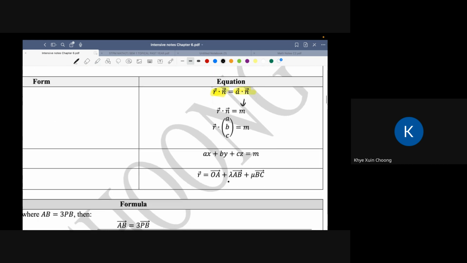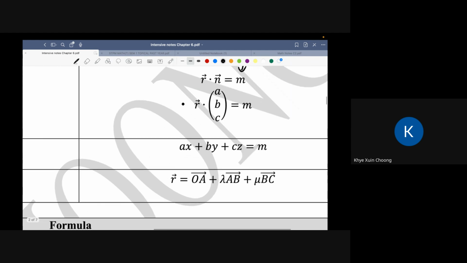So what is the Cartesian form? The Cartesian form actually comes from this. Your r is actually any point on the plane. If you don't know the coordinates, I call it (x, y, z). You dot it with (a, b, c) equals m. After the dot product, you should get ax plus by plus cz equals m. Okay, so this is the Cartesian form.